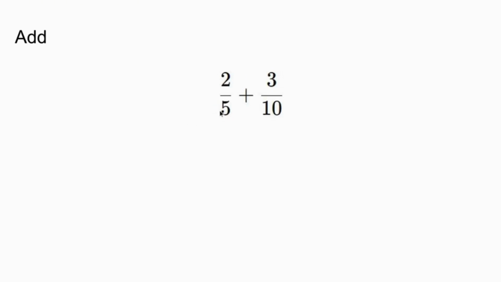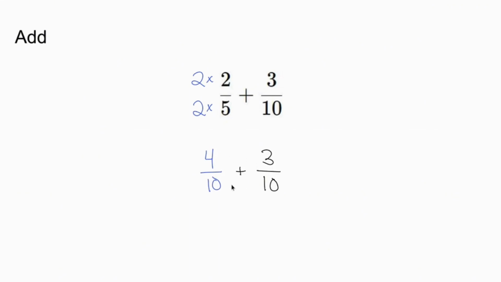Well, how do I turn 5 into 10? Multiply it by 2. If you multiply the denominator by 2, you have to multiply the numerator by 2 as well. So 2 times 2 is 4, and 2 times 5 is 10. The fraction on the right hasn't changed. That's still 3 over 10.